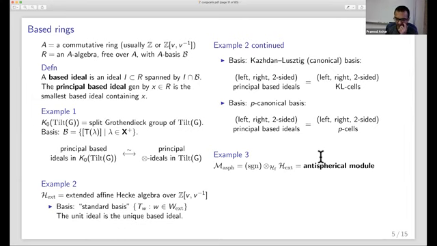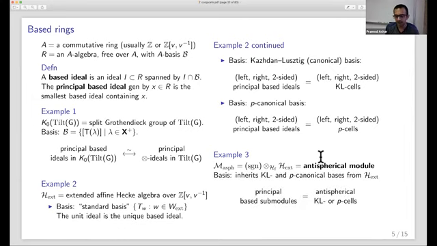This is not a ring, it's a module, but it inherits bases from the extended affine Hecke algebra. It inherits both a Kazhdan-Lusztig basis and a p-canonical basis. I mean, it inherits a standard basis too, but that's somehow less interesting. And then you can copy this idea of a principal based ideal. You can look at principal based submodules in the anti-spherical module. And those submodules are called anti-spherical Kazhdan-Lusztig cells or anti-spherical p-cells.